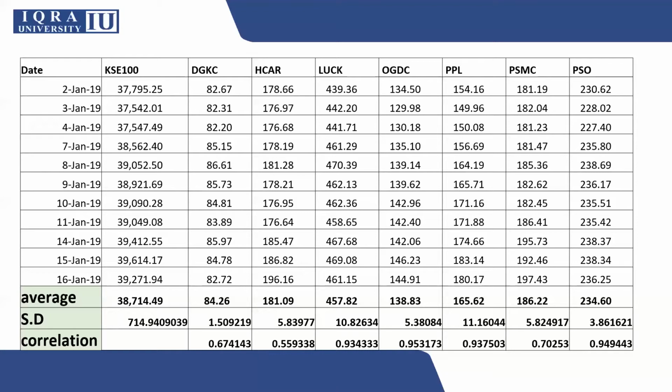You can see the least correlation that we find is between the market and Honda Car company, which is coming 0.55, and the highest correlation with the market is coming in OGDC, 0.95.